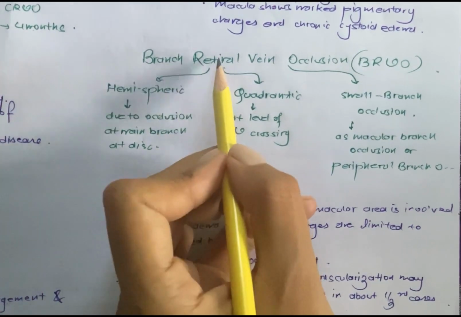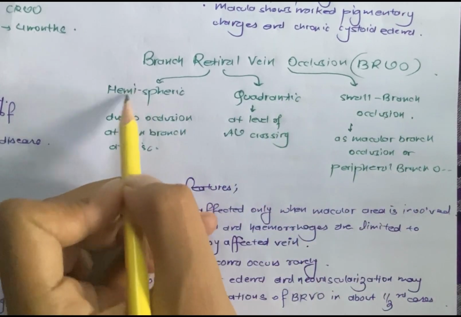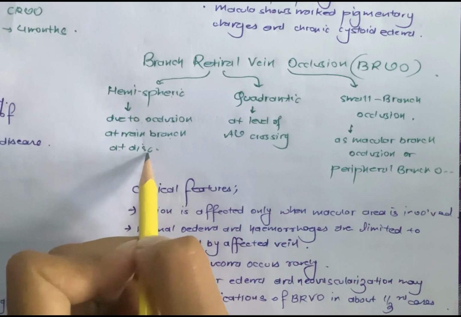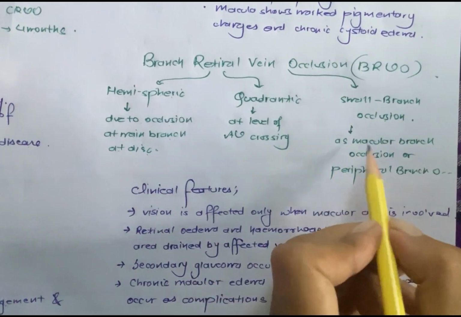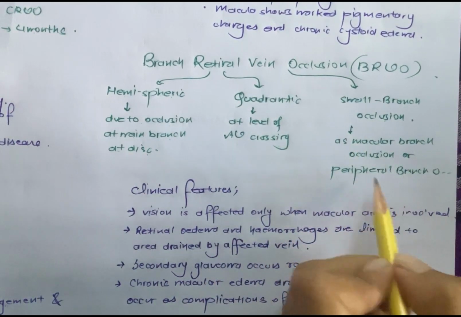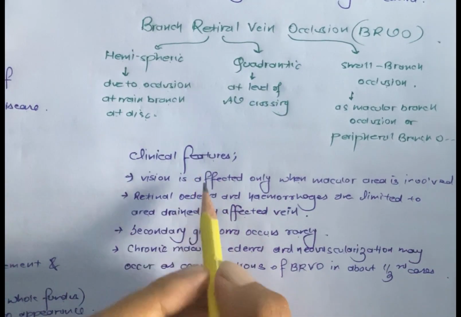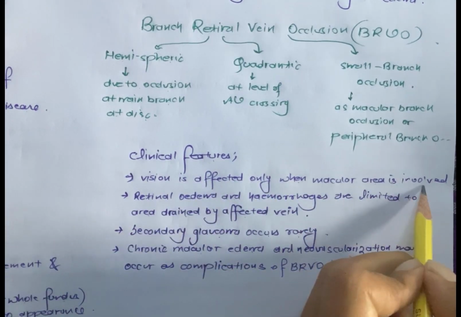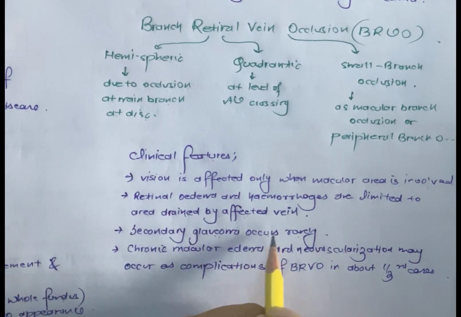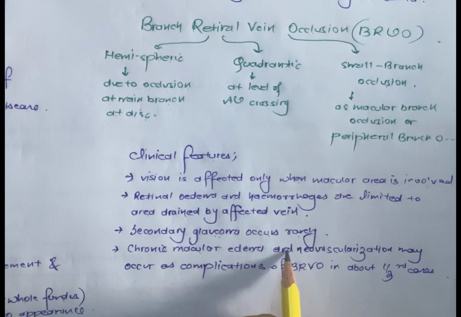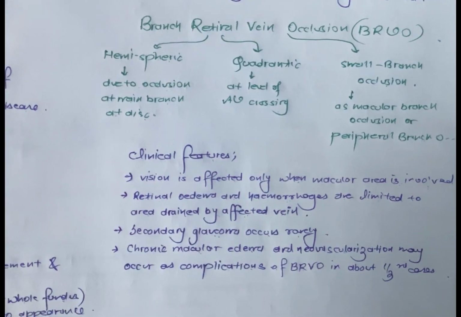And now talking about the branch retinal vein occlusions: hemispheric, quadrantic, and small branch occlusions. Hemispheric is due to the occlusion at the main branch at the disc. Quadrantic is at the level of AV crossings, and small branch occlusions are macular branch occlusions or peripheral branch occlusions. And now talking about the clinical features, the vision is affected only when the macular area is involved. Retinal edema and hemorrhages are limited to the area drained by the affected veins only. Secondary glaucoma occurs rarely, and chronic macular edema and neovascularization may occur as complications of BRVO in about 1/3 of cases.